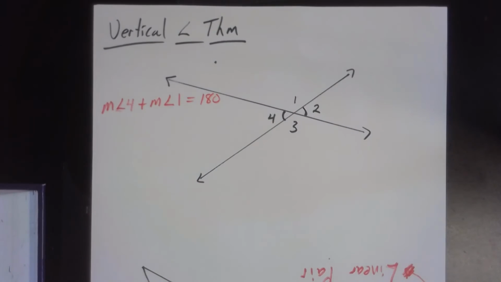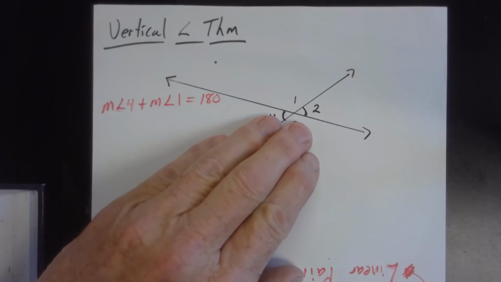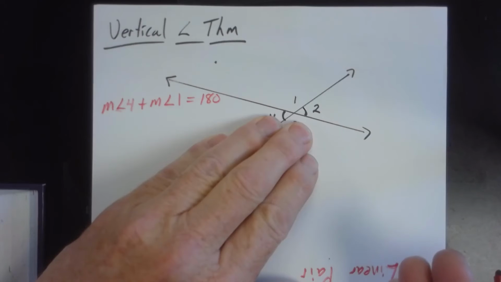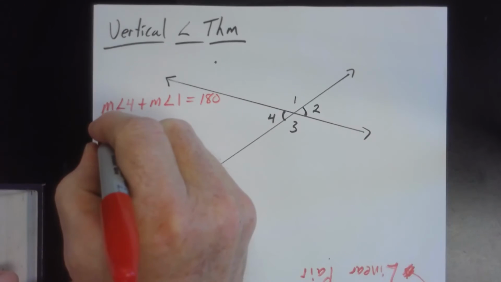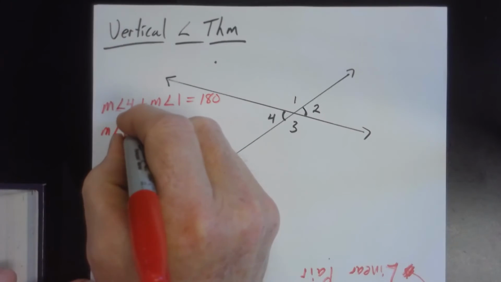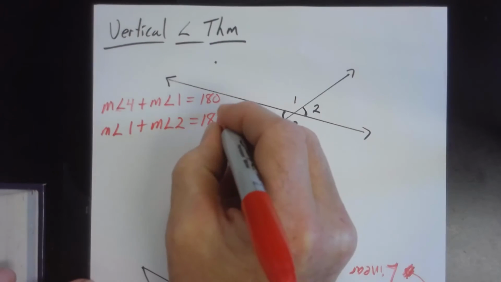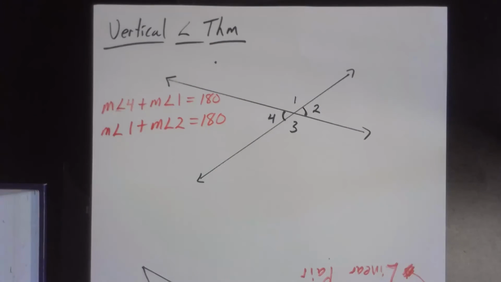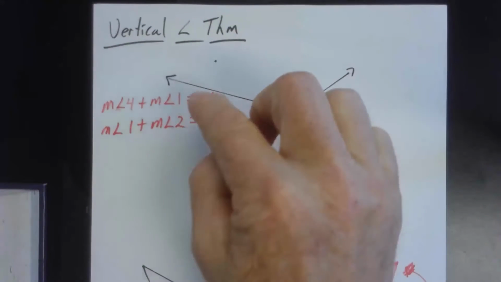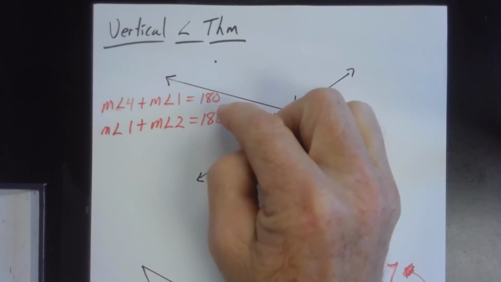Now, let's go over here. Angle 1 and angle 2. Are they a linear pair? Yes. Are they then supplementary? And what do we know about every set of angles that's supplementary? Equals 180. So I'm going to say that the measure of angle 1 plus the measure of angle 2 equals 180. Now we don't have to look at the picture anymore. We're going to do some algebra now.